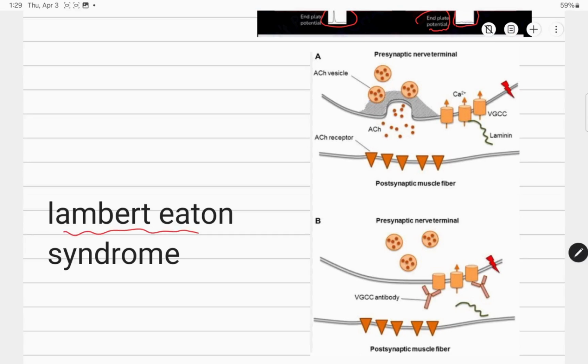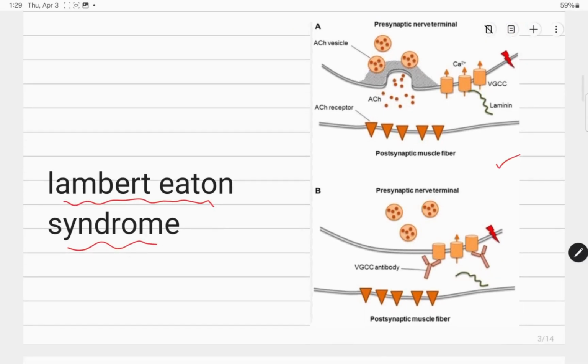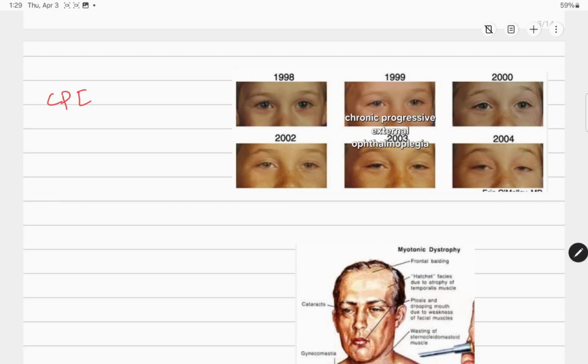Like myasthenia gravis, in Lambert-Eaton syndrome ptosis will also occur. This is the picture of Lambert-Eaton syndrome. There will also be antibodies, but this time the calcium channel is affected. As you can see, these are the antibodies and they are affecting the calcium channel, due to which the nerve impulse cannot reach and the muscle is not able to work properly. The other condition is CPEO, which is chronic progressive external ophthalmoplegia. As you can see in this picture, with the passage of time there is a lot of ptosis. So in this condition the ptosis occurs with the passage of time.